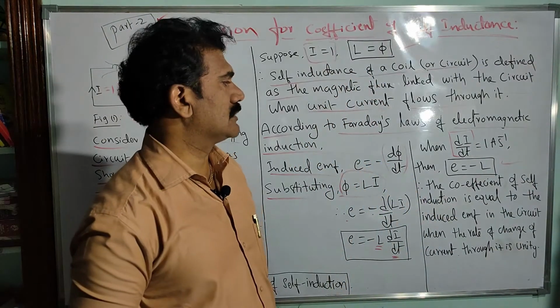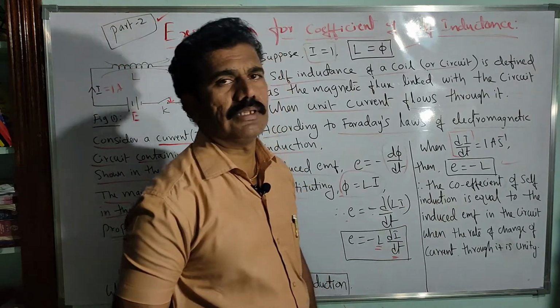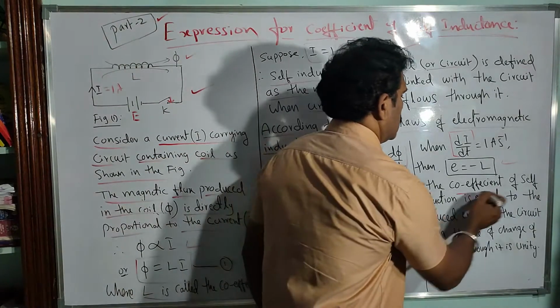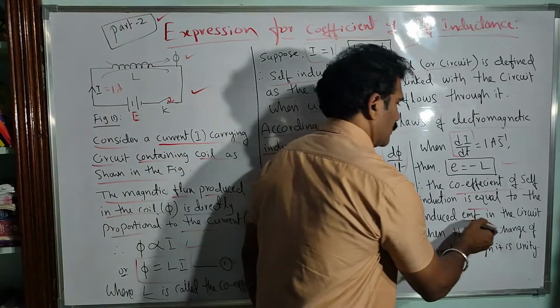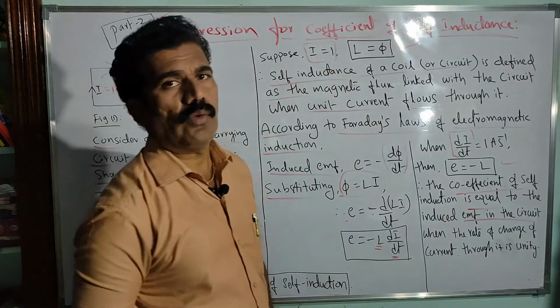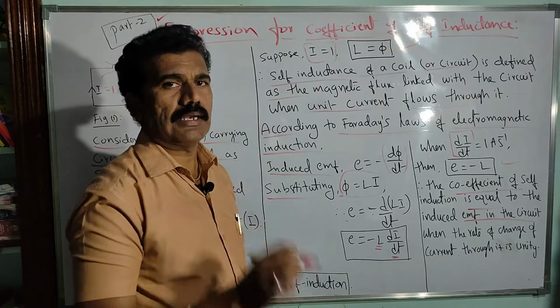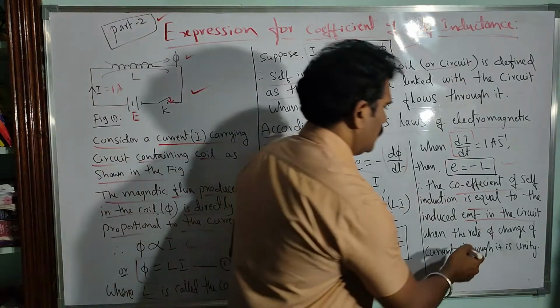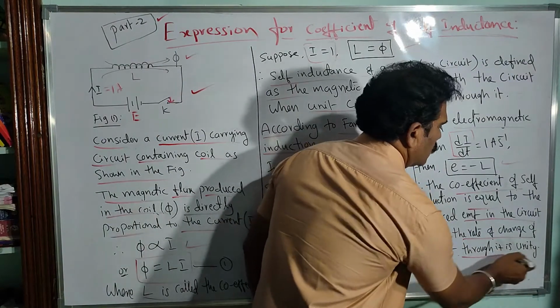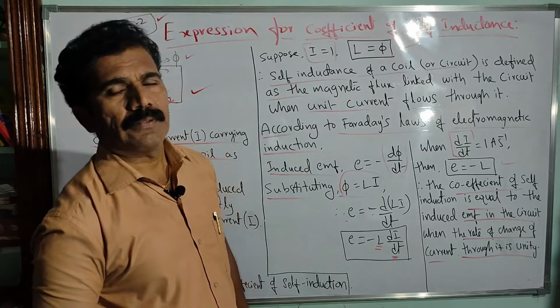So numerically we can say now, what is the coefficient of self inductance? Coefficient of self inductance is equal to the induced EMF in the circuit when the rate of change of current is equal to 1 or unity, correct? Rate of change of current through it is unity.